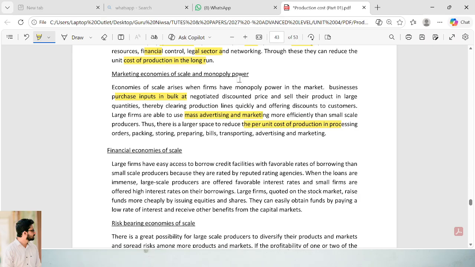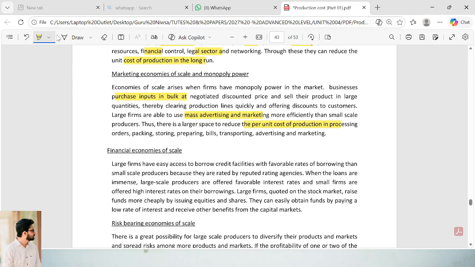Another one, their risk is low. I mean, there's less risk for banks to lend funds to large scale producers. So finally, large scale producers can borrow funds at a lower interest rate than small scale producers, resulting in reducing LRATC in the long run.